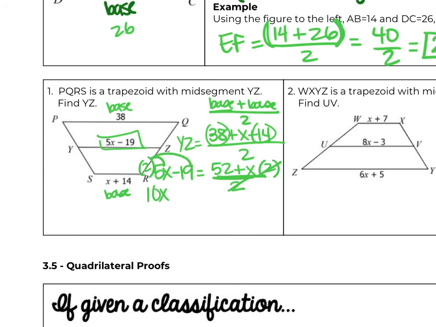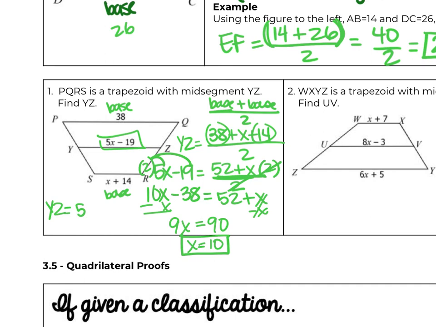So now I have 10x minus 38 equals 52 plus x is what's left on the right side. I would recommend subtracting x, so that's 9x, and adding 38 to 52 to give us 90. Divide by 9, so x equals 10. They do want YZ, so I do have to plug back in. So I'm going to do 5 parentheses 10 minus 19. So YZ equals 31.